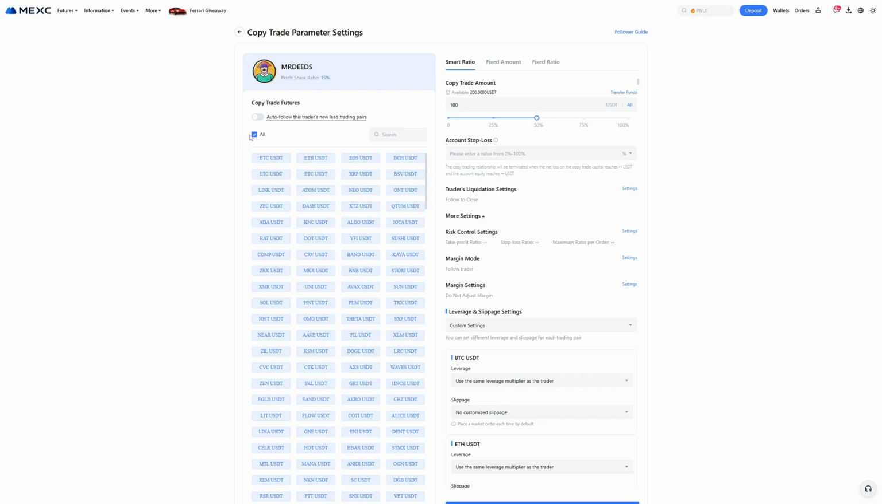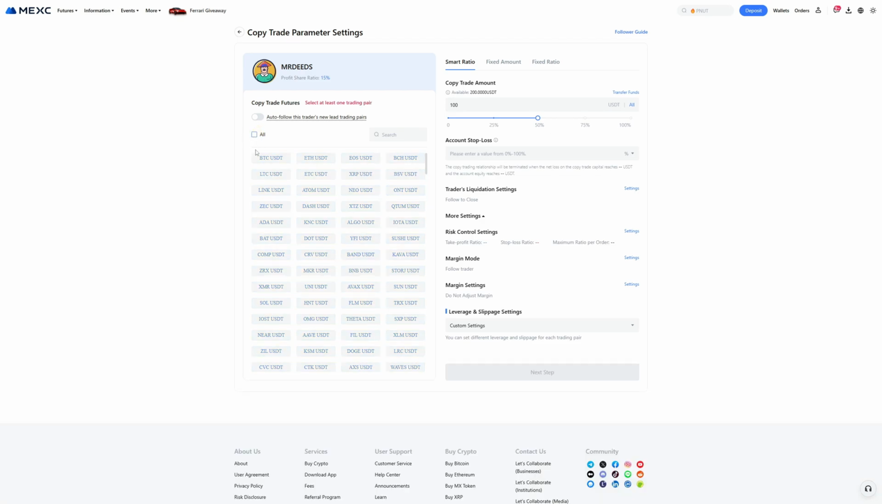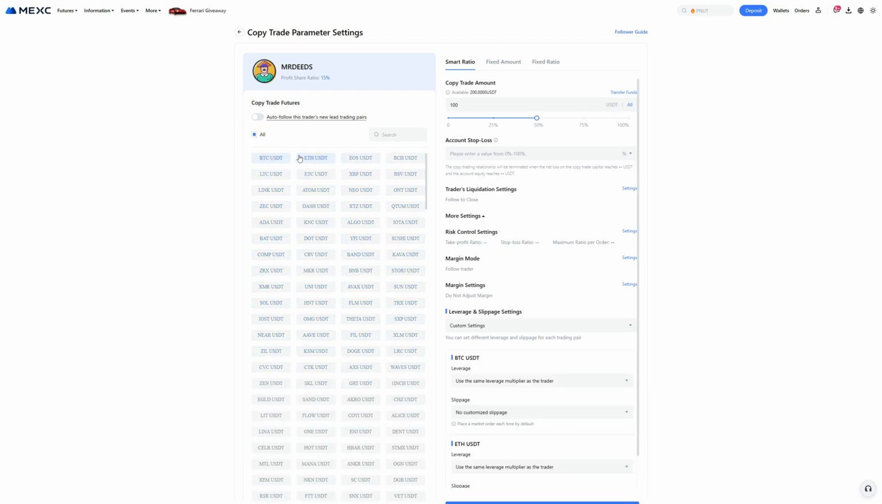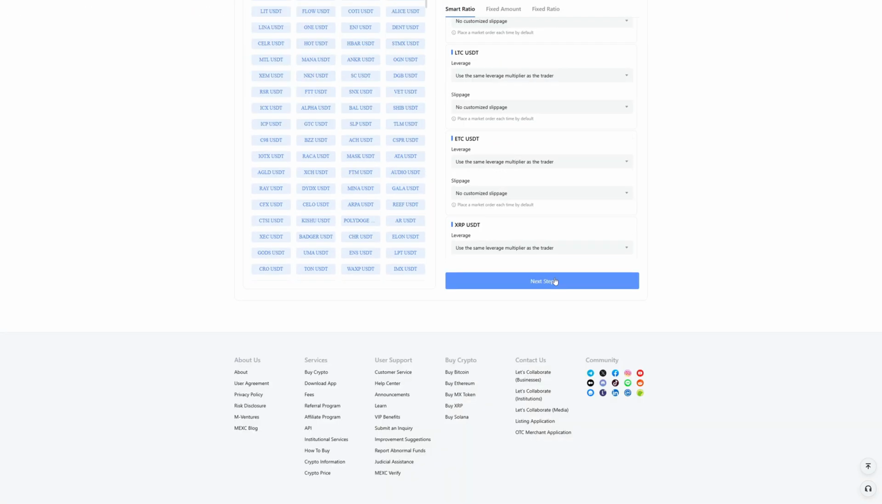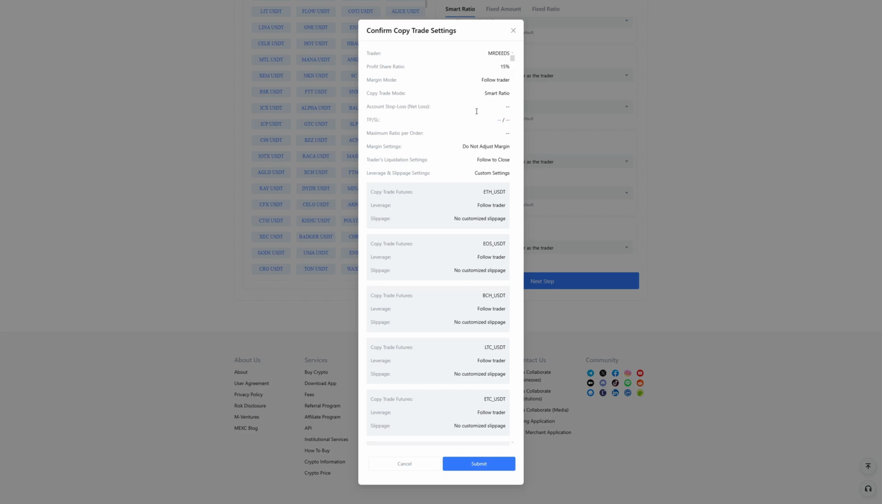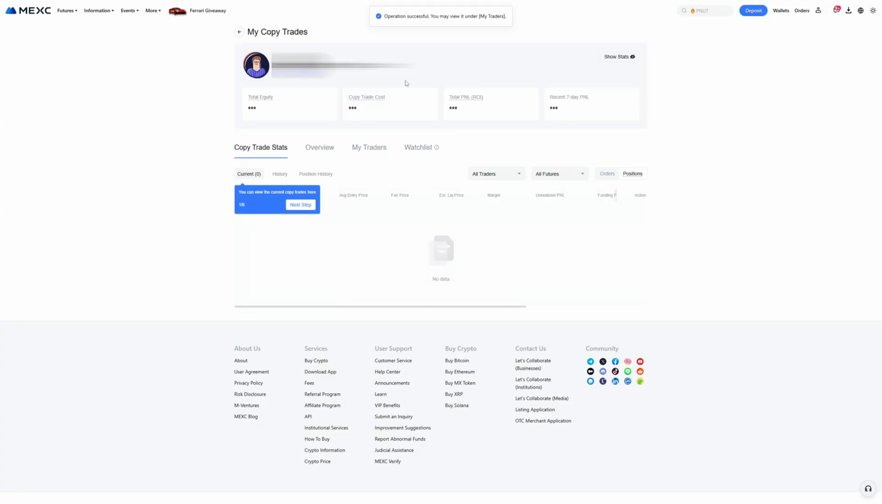Then we can also change the assets that we want to trade. For example, we can select BTC ETH only, or we just simply click on all. There we go. And then we can go to next step. Here you see the overview again. You can go through everything and then we click on submit. And now we can see we have now successfully initiated a copy trade.